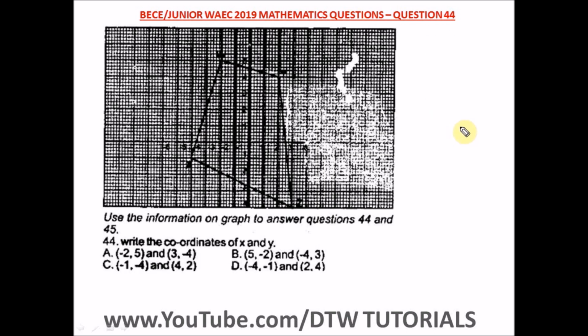Question 44 of the BECE Junior WAEC 2019 Mathematics Past Question. It says, use the information on the graph to answer question 44 and 45. Question 44 says, write the coordinates of x and y. Okay, this graph isn't too clear, but for the coordinates of x and y, all right, this is x, okay, and this is y. All right, okay, and here, if you can see, we have a -4 here.